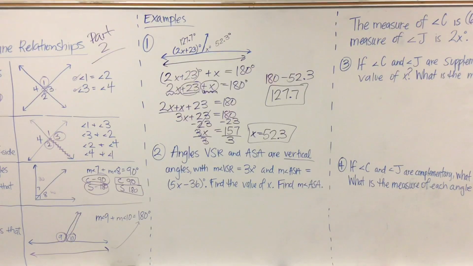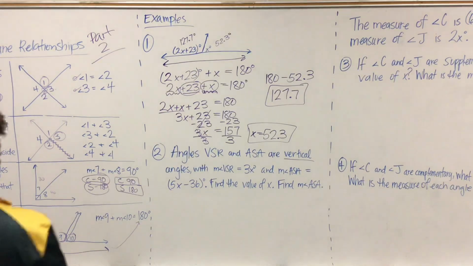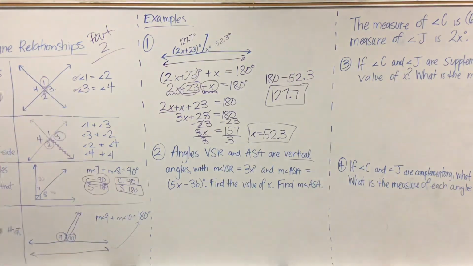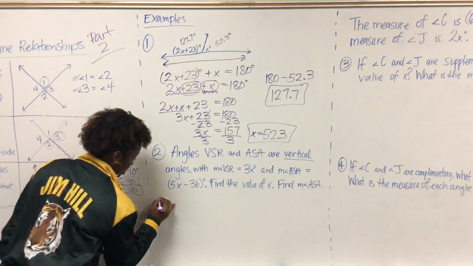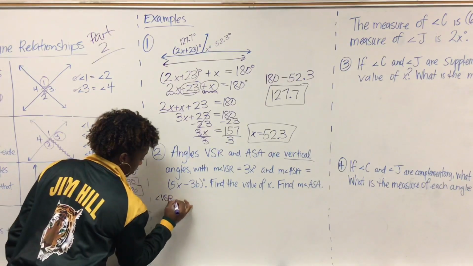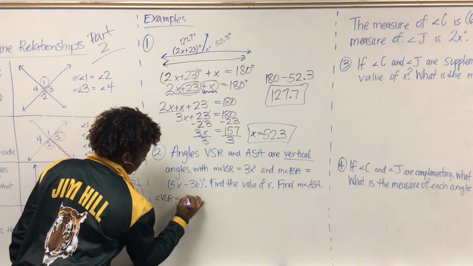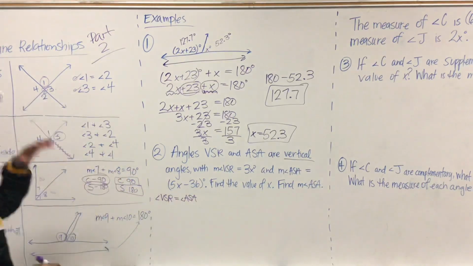Number 2, we have angles VSR and ASA are vertical angles. So when we stop and think about this, we know that vertical angles are two things. They are opposites, but most importantly, they are also congruent to each other, which means they are equal. So we have angles VSR and ASA are vertical. Now, we need to write that. Angle VSR equals angle ASA, because if they are vertical, that means they are congruent, which means they are equal to each other.